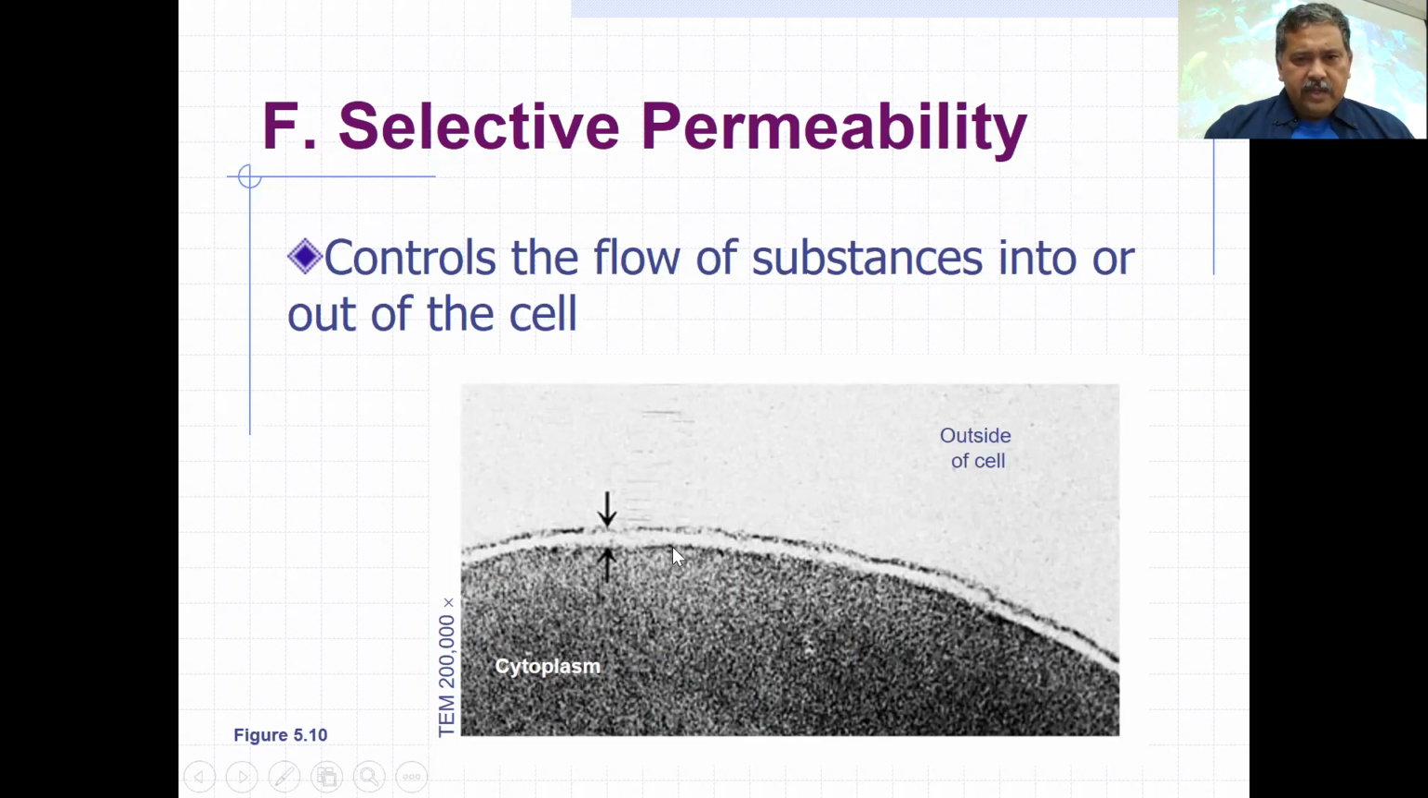These are actually a little bit darker, the phospholipid heads, the hydrophilic heads, and then the space in between, you can't see the tails, but that's what's going on right there. Those are the hydrophobic tails that are together. So at 200,000 power, you cannot even see the tails, but you can see the space that those tails take up.